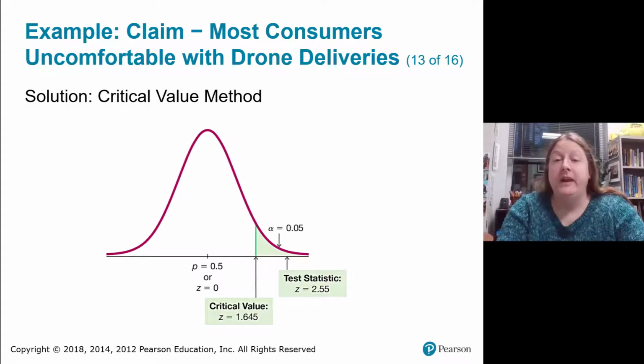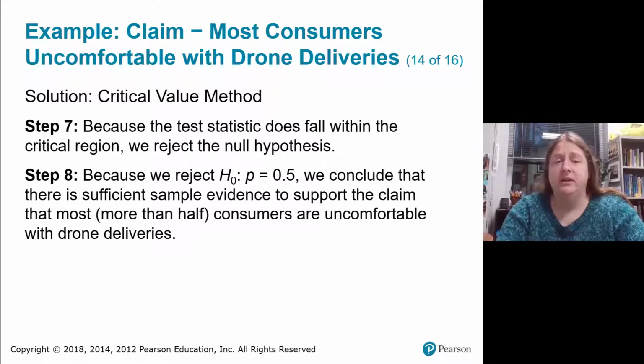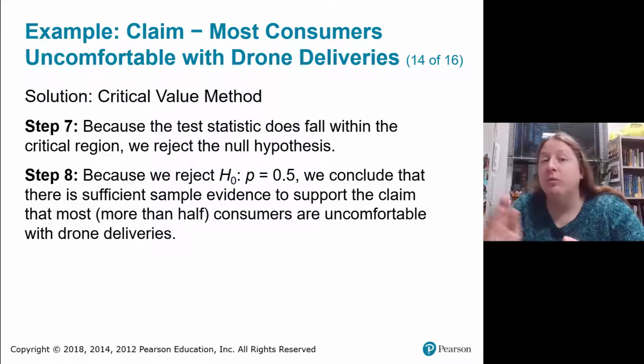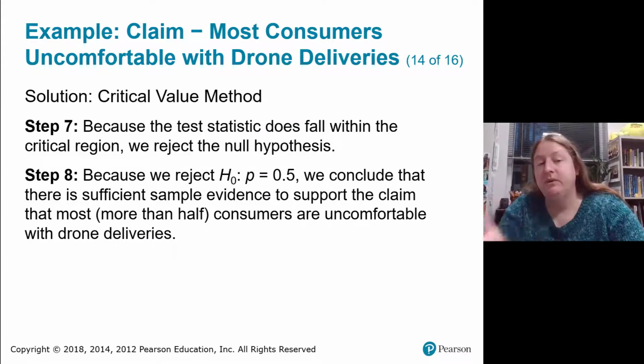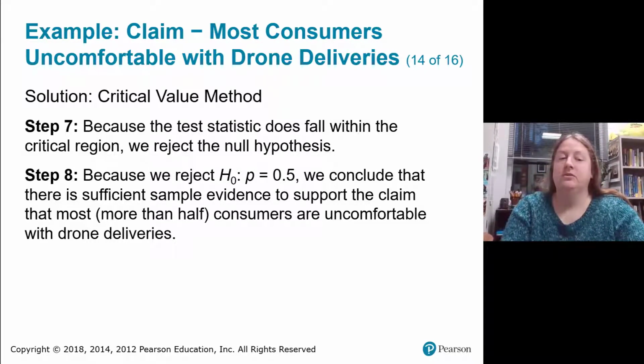So with that critical value now, moving into step 7, we say, hey, look, the test statistic does fall within our critical region. It's to the right of our critical value. So we reject the null hypothesis. All right? And then our conclusion, step 8, comes back together. It's the same idea. Because we reject our null hypothesis, we conclude that there's sufficient sample evidence to support the claim that more than half of consumers are uncomfortable with drone deliveries. All right?